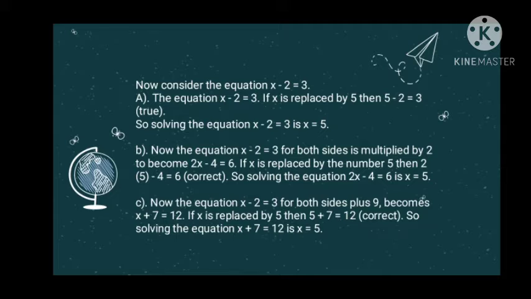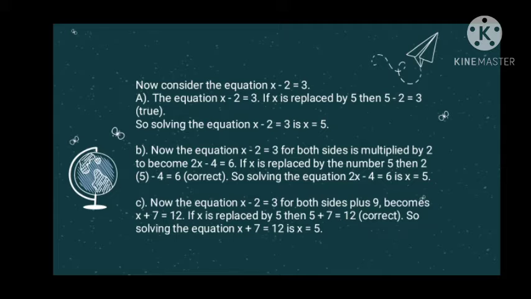Now the equation x minus 2 equals 3, with both sides multiplied by 2, becomes 2x minus 4 equals 6. If x is replaced by the number 5, then 2 times 5 minus 4 equals 6 is correct. So the solution of the equation 2x minus 4 equals 6 is x equals 5.